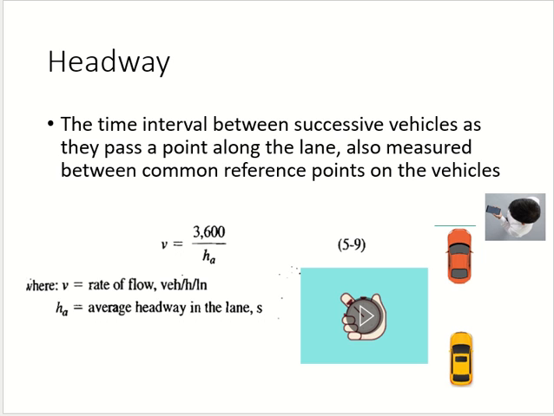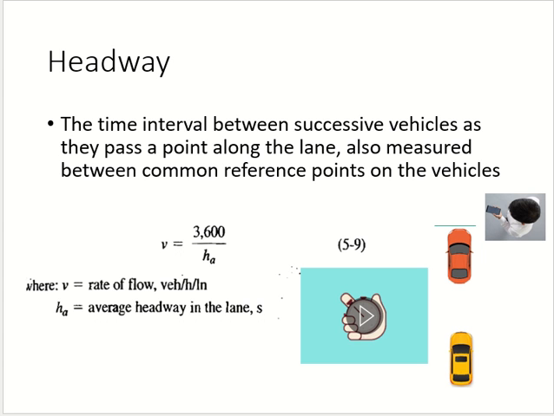If I give you an average headway value, let's say 3 seconds, what am I telling you? After every 3 seconds, there's a new vehicle, right? So average headway is time per vehicle. And if you do the inverse of it, it will become vehicle per unit time. And what is vehicle per unit time?